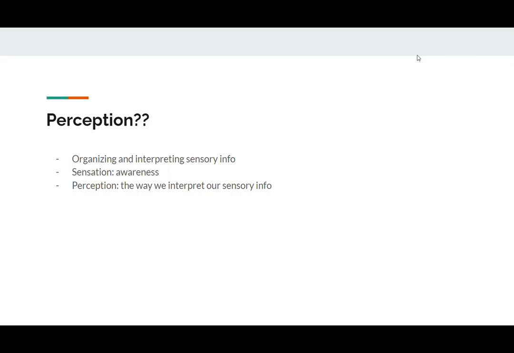What is perception? Organizing and interpreting sensory information is all part of perception. Now, you may ask, what's the main difference between sensation and perception? Sensation is the actual awareness of our environment through the five senses: sight, hearing, smell, touch, and taste. While perception is the way we interpret this sensory information to tell us something about our environment, making sense of where we are.